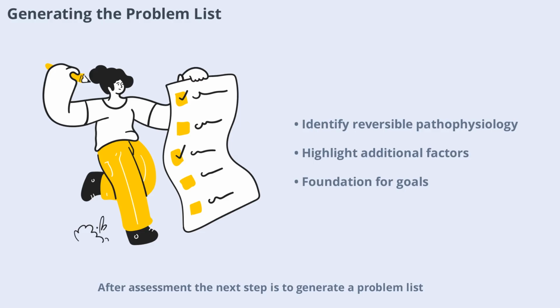After assessment, the next step is to generate a problem list. This list identifies aspects of the patient's pathophysiology that are reversible or amenable to physical therapy. It also highlights other factors that need to be addressed to optimize function and prevent complications. The problem list serves as the foundation for setting treatment goals and planning interventions. It's a dynamic tool, updated as the patient's condition evolves.